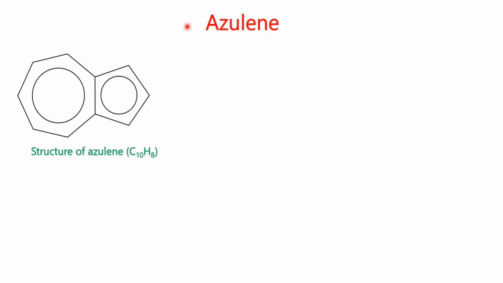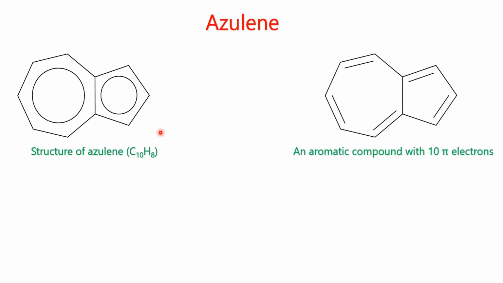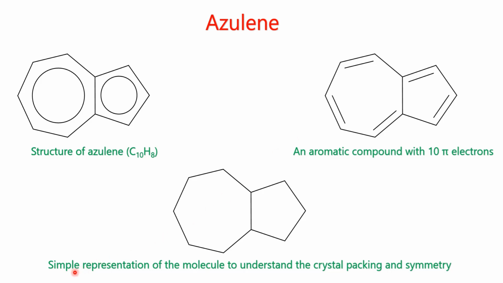So before going to the refinement part, let's have a quick look at the structure of azulene. Azulene, with molecular formula C10H8, has a 5-membered ring fused with a 7-membered ring. It is an aromatic molecule having 10 pi electrons. For a simple representation of the molecule, to understand the crystal packing and symmetry better, I am omitting the double bonds and representing simply a 7-membered ring fused with a 5-membered ring.